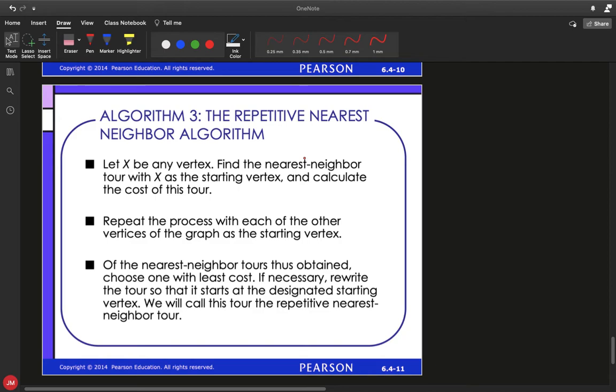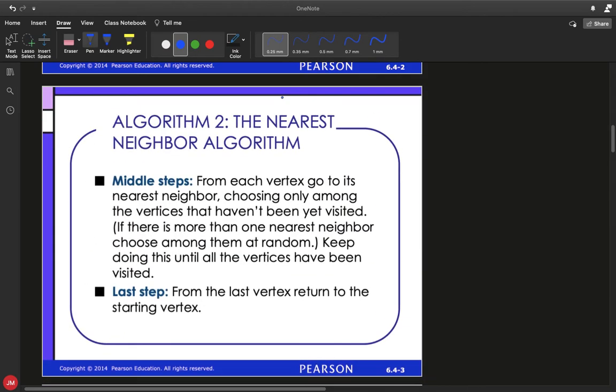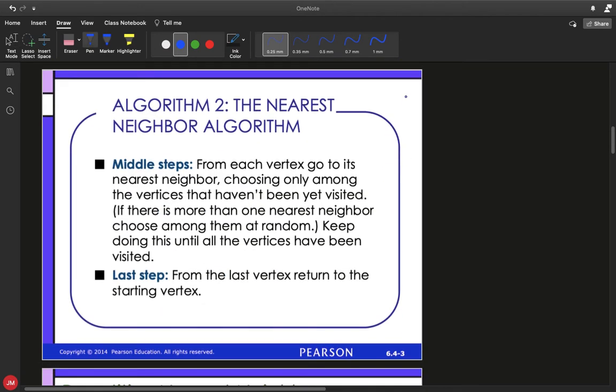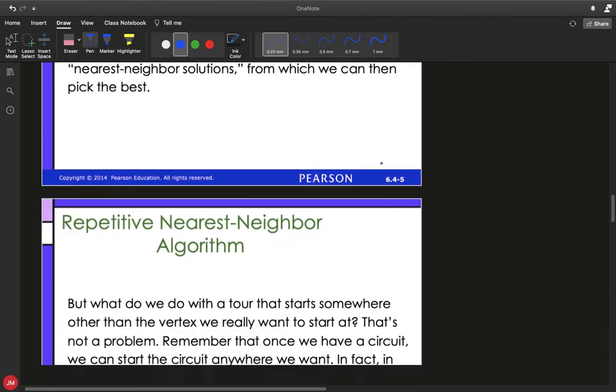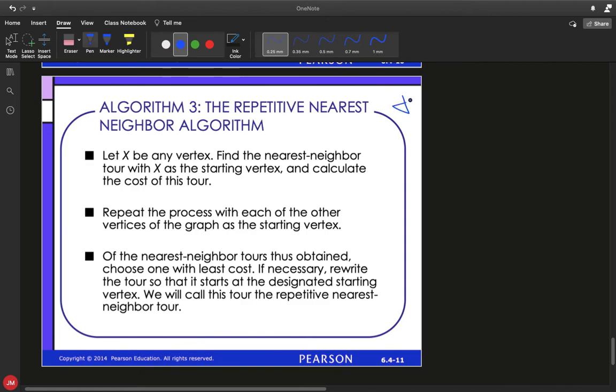Here's your step-by-step so that you can write these down. Again, I would very highly recommend that anywhere it gives you these step-by-steps, you copy them down. Going back up to nearest neighbor, it gave us a step-by-step here. This would be some good stuff to copy down in your notes. And now we are ready to copy down the steps for repetitive nearest neighbor. These will also be some good things to copy down in your notes.